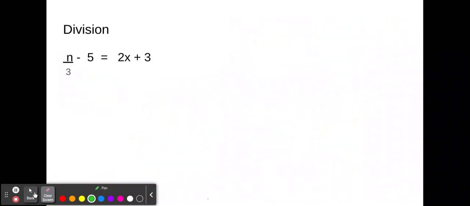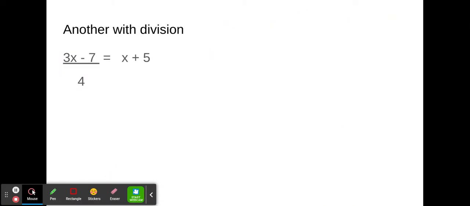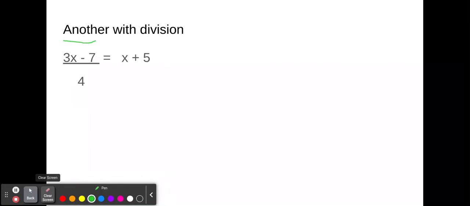All right, I think I have one more example to do. And this example is another one with division, but this time the whole left side of the equation is over 4. So I'm going to treat this like I did before. I'm going to multiply both sides of my equation by the 4.